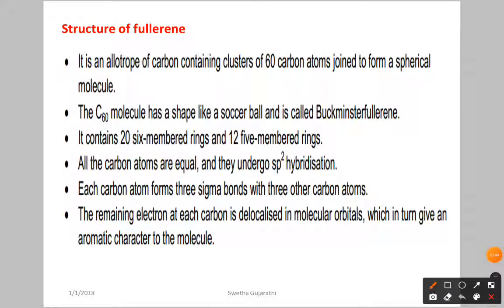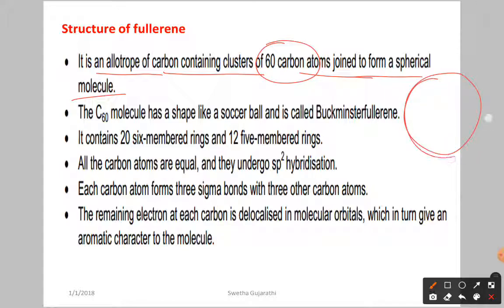Now if you see the structure of fullerenes here, it is an allotrope of carbon containing a cluster of 60 carbon atoms. As we told, the total number of carbon atoms in the fullerene is 60. They are joined to form a spherical molecule, spherical in shape. The C60 molecule has a shape like a soccer ball and is called Buckminster fullerene.